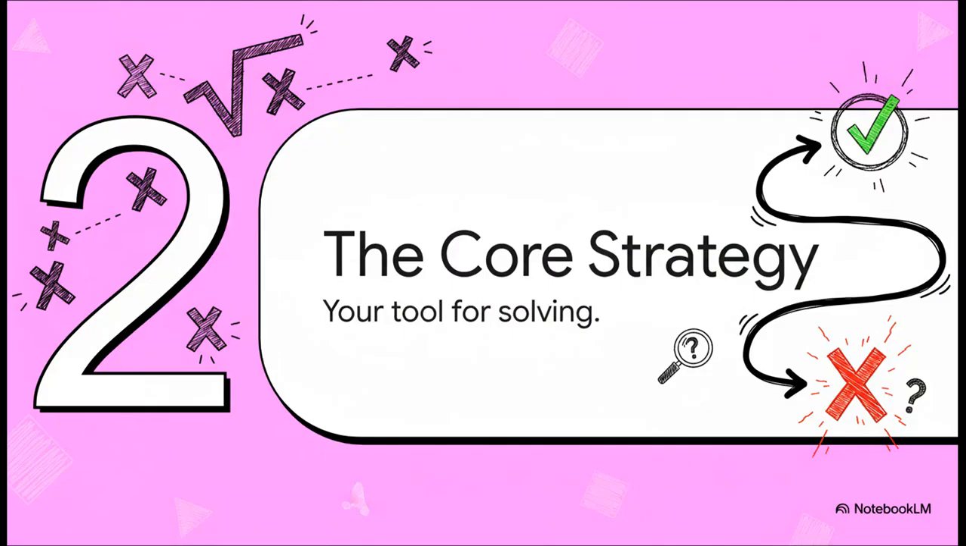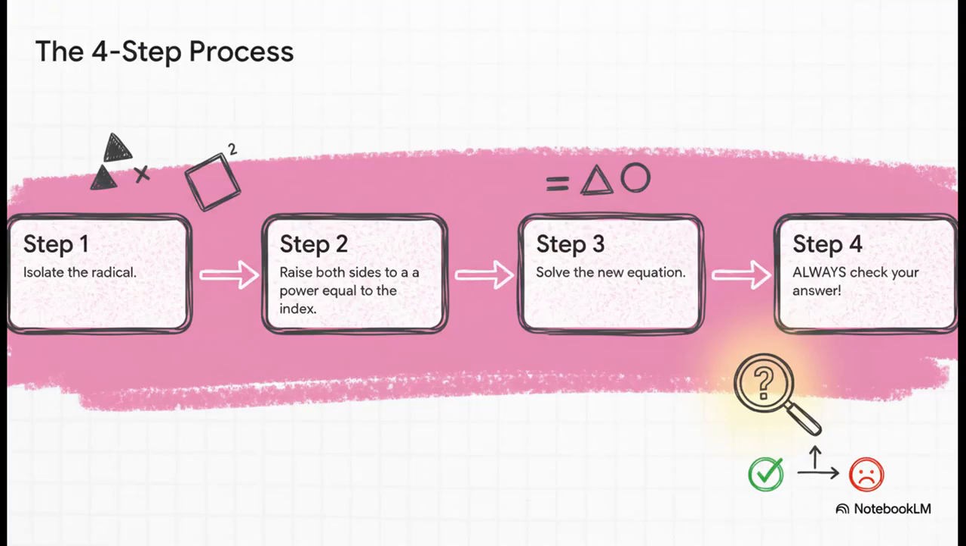So how do we get that variable out of there? How do we free it? Well, we need a core strategy, a kind of repeatable game plan. And that whole game plan boils down to one word: isolate. This four-step process is going to be our playbook.